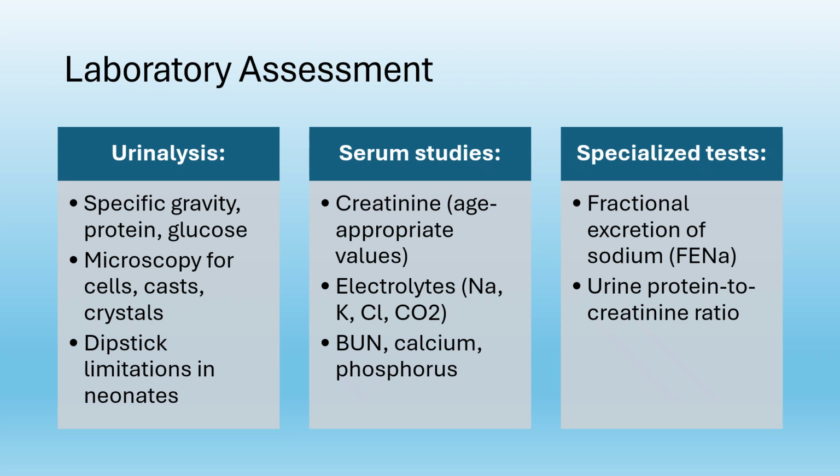The urine protein to creatinine ratio quantifies proteinuria without timed collections. Values above 0.5 in term infants or 1.0 in preterm infants suggest significant proteinuria requiring investigation. These tools transform pattern recognition into precise diagnostic reasoning.